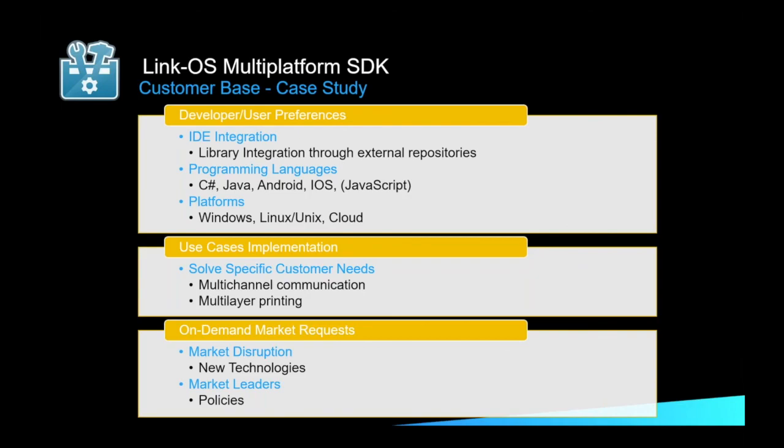Also programming languages, we have different programming languages. We have C#, Java, Android, iOS, JavaScript. And platforms, we have Windows, Linux, and cloud. For use case implementation, we have specific optimizations that we have done based on use cases. One of those is the multi-channel communication and multi-layer printer. I'm going to go through those later.